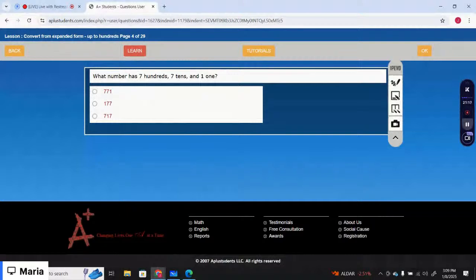What number has 700, 7 tens, and 1 one? Which is the correct option? 7 tens, 700, 7 tens, and 1 one. That makes 771. Option number one is the correct option.